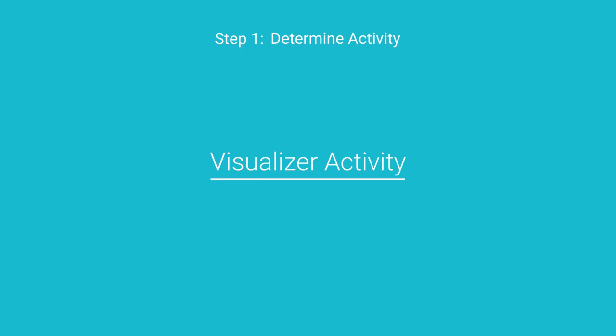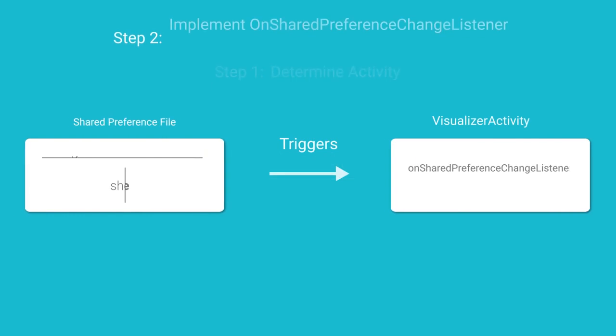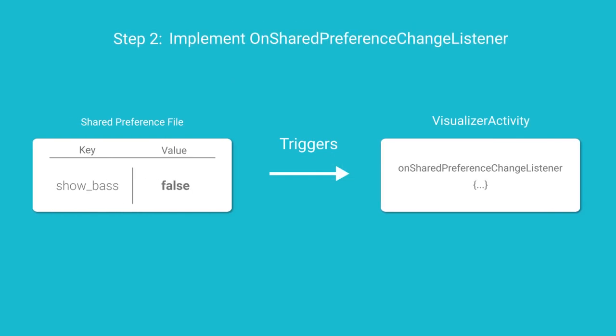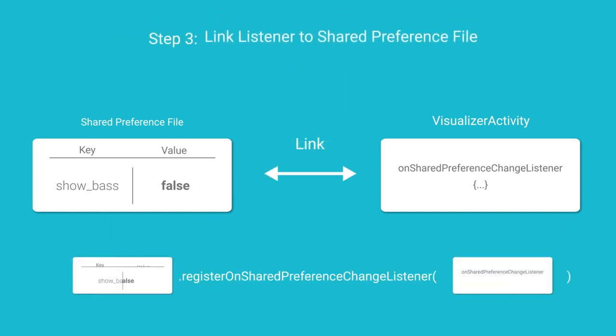First, we determine the activity that needs to get called when the preference is changed. In this case, that's going to be VisualizerActivity. This is because VisualizerActivity is the one whose UI needs to change. Second, we're going to need VisualizerActivity to implement an OnSharedPreferenceChangeListener. This will then require that VisualizerActivity implement a method called onSharedPreferenceChanged, which will be triggered whenever a preference is changed. Third, you need to link the OnSharedPreferenceChangeListener with the shared preference object it should be listening to.